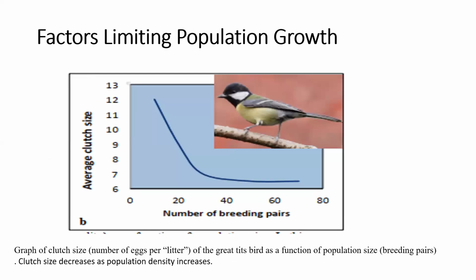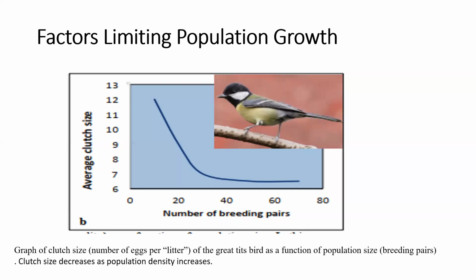So this is factors limiting population growth. We have the average clutch size, the number of eggs per litter, of the great tit bird as a function of population size, measured as the number of breeding pairs. Clutch size decreases as population density increases.